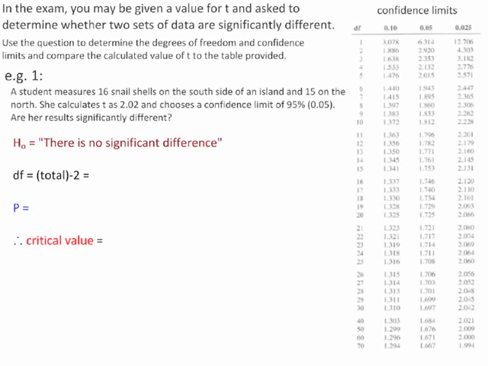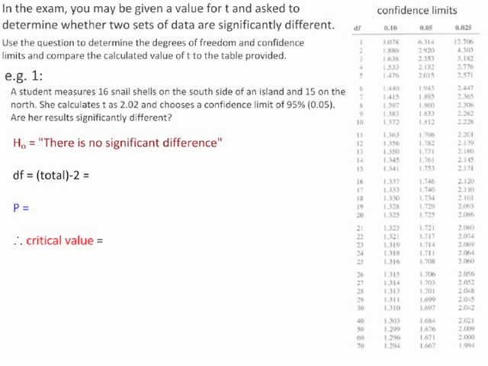So, for example, this is an example question, okay, that was taken from an IB exam. A student measures 16 snail shells on the south side of an island and 15 on the north. She calculates t as 2.02 and chooses a confidence limit of 95%. That means the value of p is 0.05. Are her results significantly different? Again, the null hypothesis is there is no significant difference. Okay? Now, I'm going to give you a few minutes to work this out by yourselves.